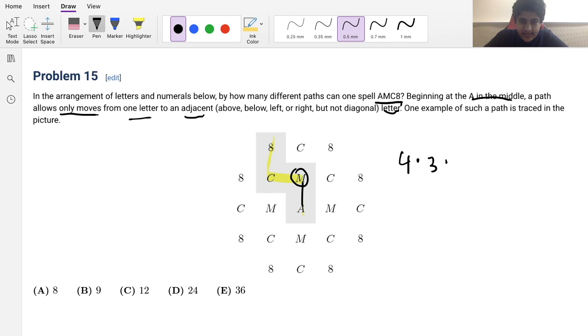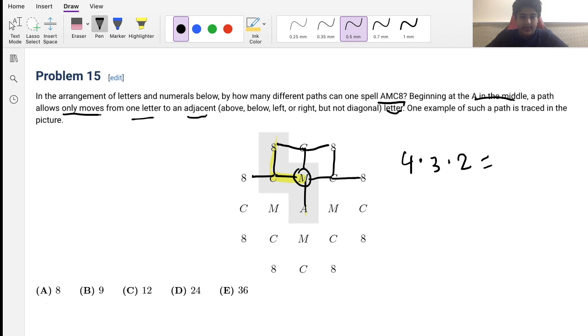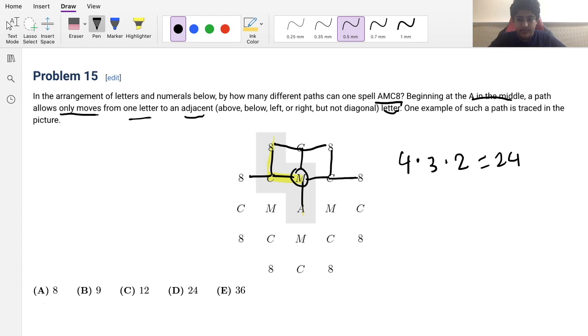If we go to this C, we can go either right or left. When we go to this C, we can go either left or up. And finally, if we go to this C, we can go either up or right. So there's 2 ways. And no matter which M you go to, this still holds, giving a total of 24 ways, choice D, and we are done.